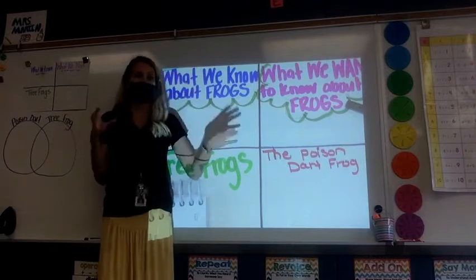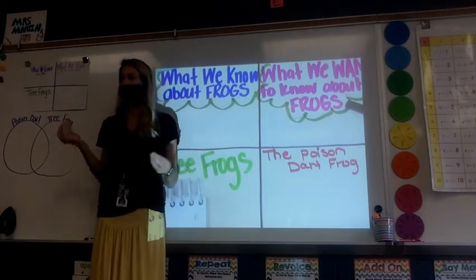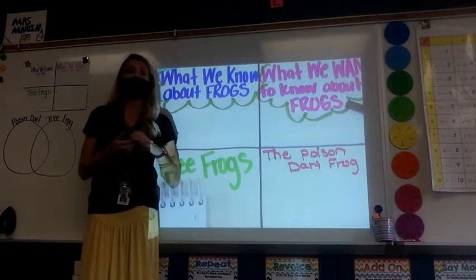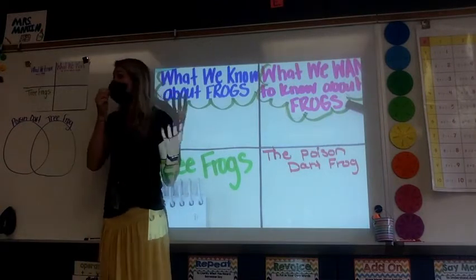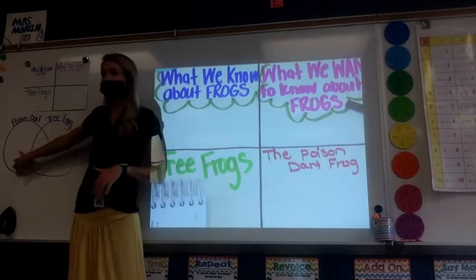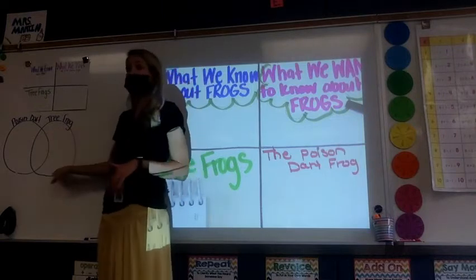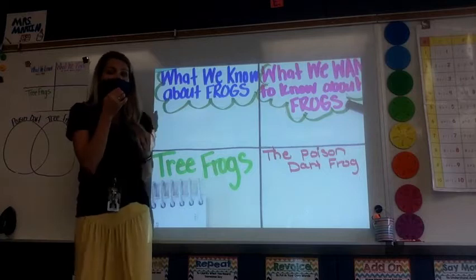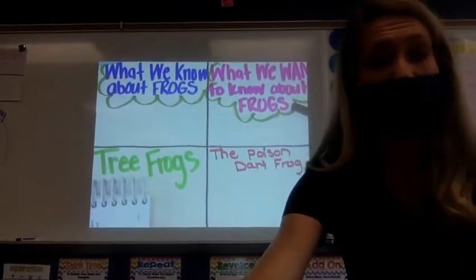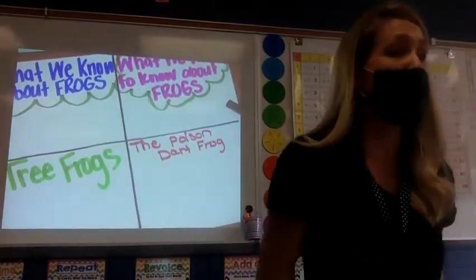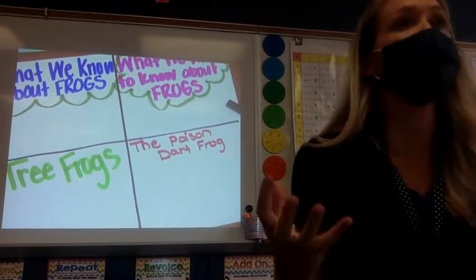Now, we may not have been doing a direct compare, but did we write down a lot of information about tree frogs and poison dart frogs? Yeah. We're going to now do a Venn diagram. So the Venn diagrams are set up to compare and contrast. Anything we know that's unique to a poison dart frog, anything we know that's unique to a tree frog, and then that middle is for things that are the same. Good readers are always going to be thinking about how what they read are alike and different, and then comparing and contrasting them.